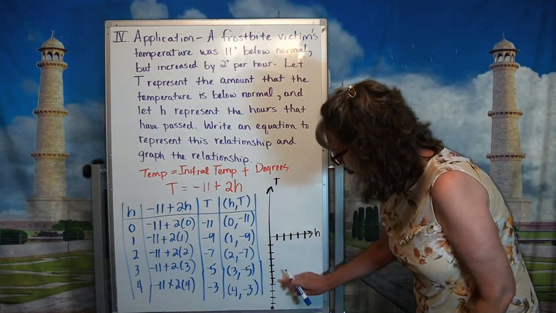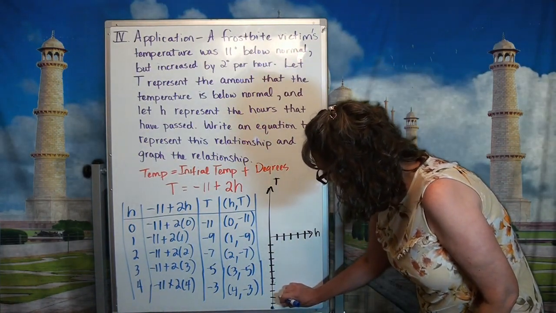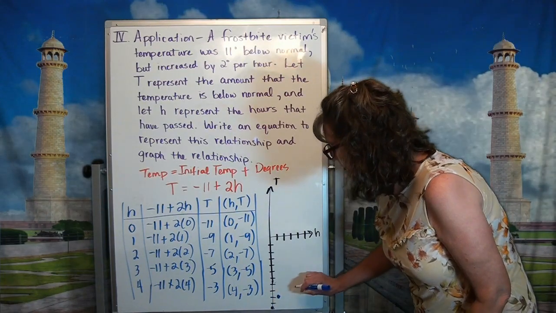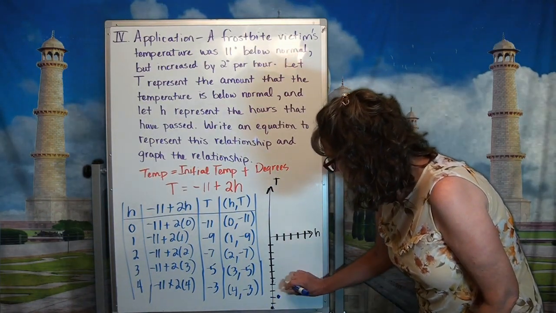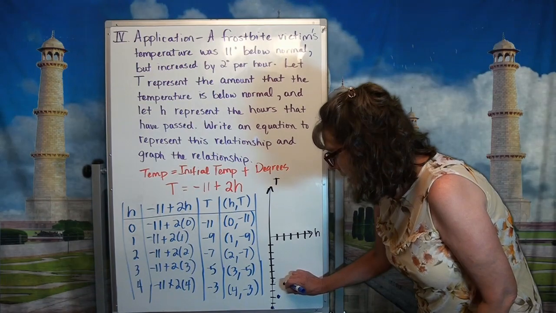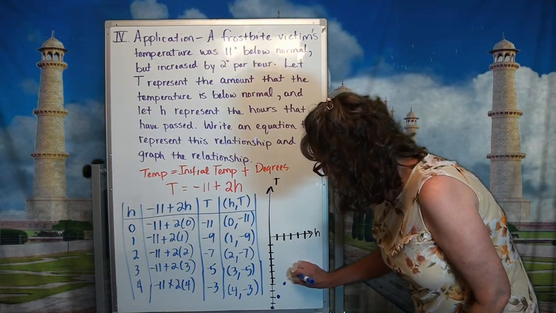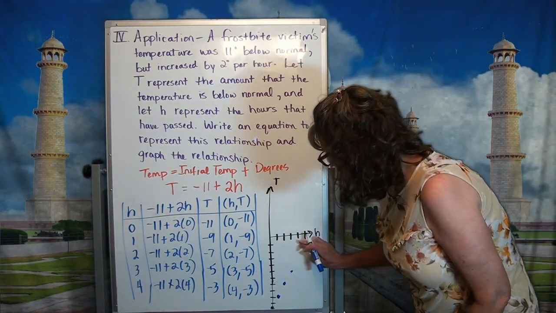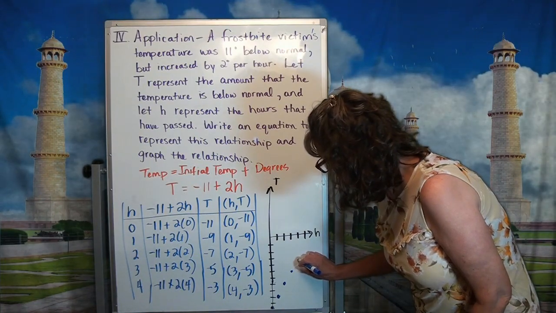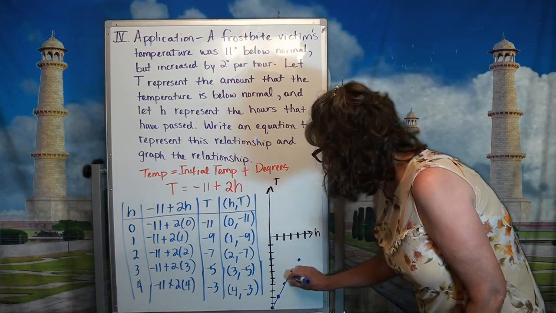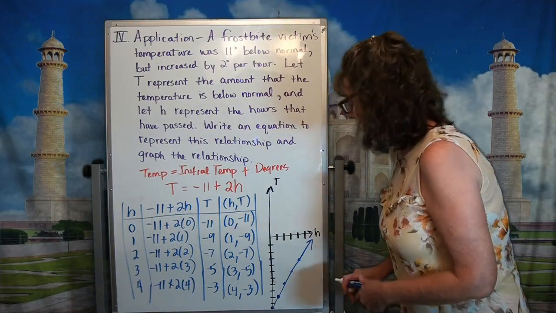And 1, negative 9 is going to sit right here. And 2, negative 7 is going to sit right here. And 3, negative 5 is going to sit right here. And 4, negative 3 is going to sit right here. And I'm going to connect them, and it's going to go like this.